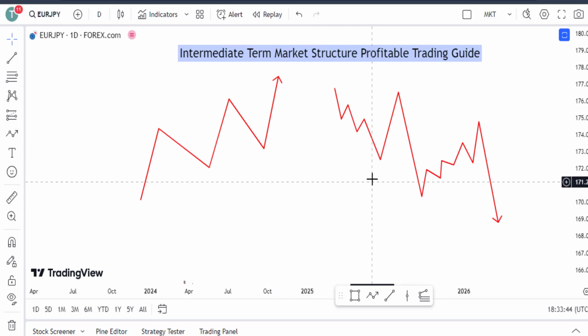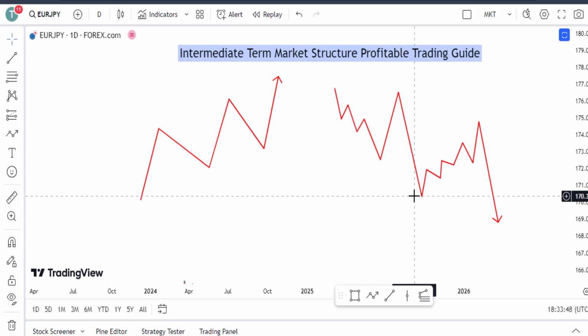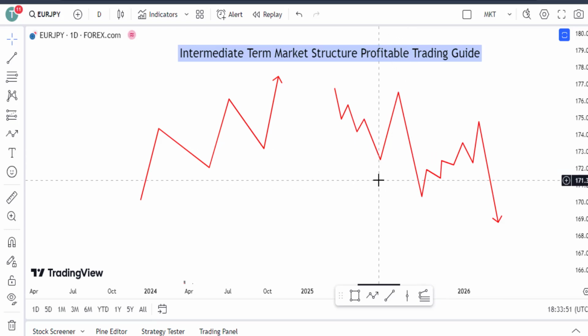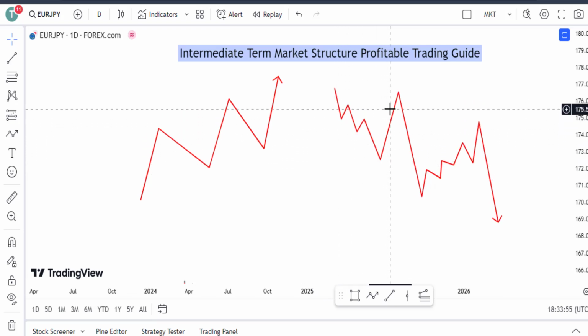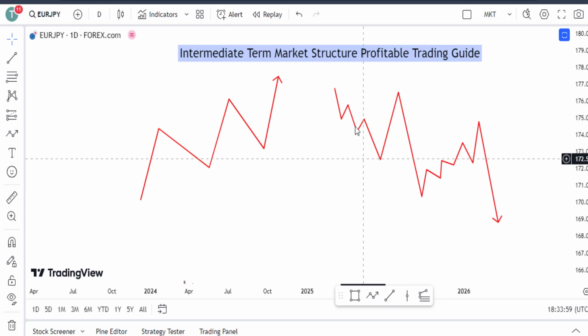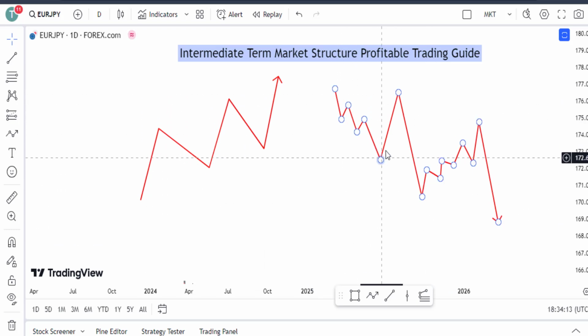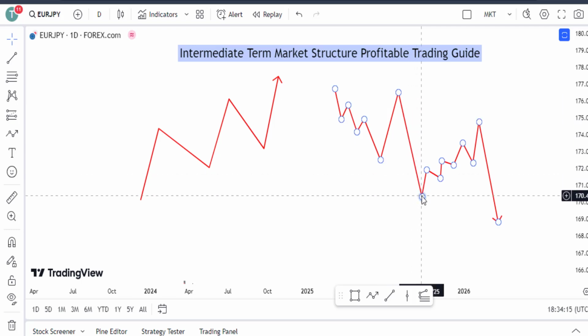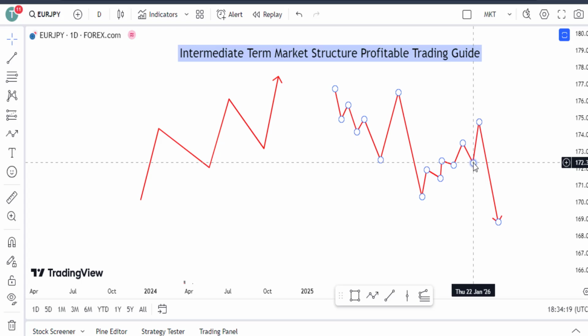This is how we use this market structure, which is called the intermediate term highs and lows, to look for a trading strategy. How we use the intermediate highs and lows to look for a buying and selling trading strategy. If you understand these intermediate highs and lows in this video, your learning curve in trading in general is going to be a little shorter.